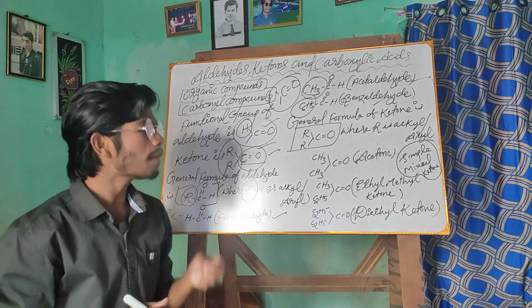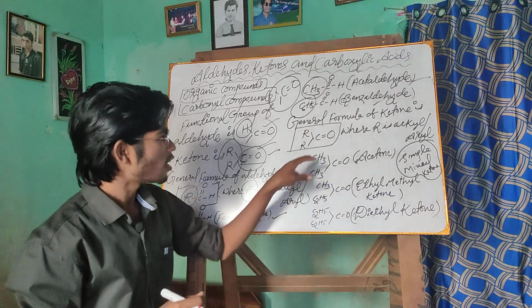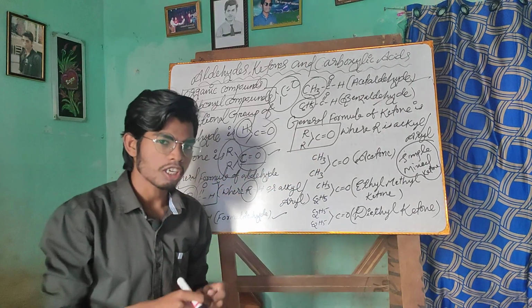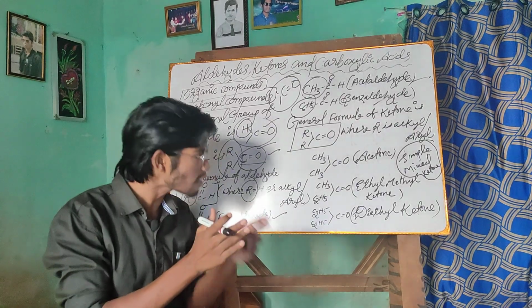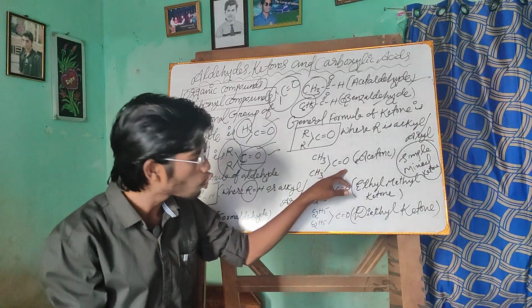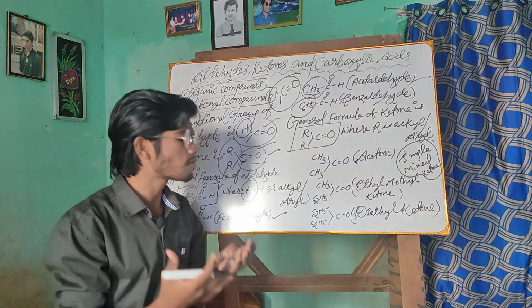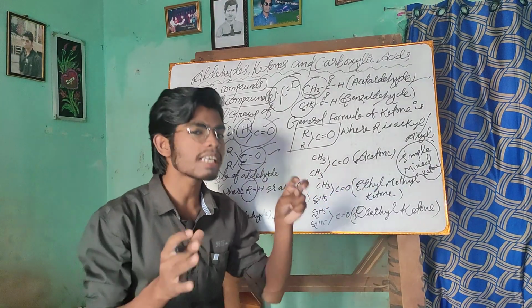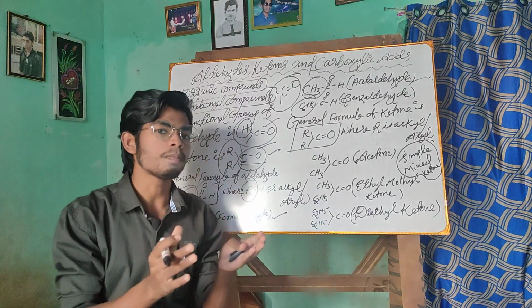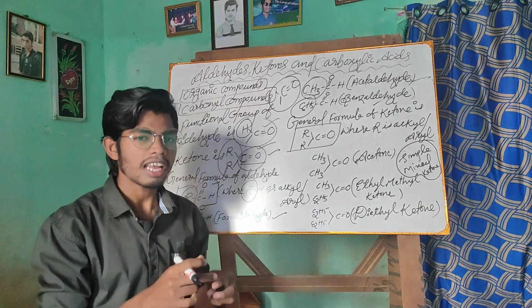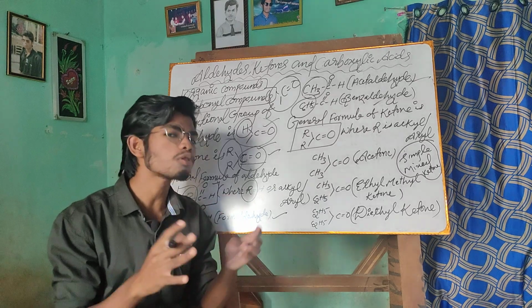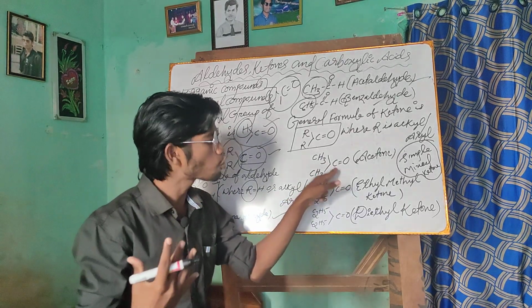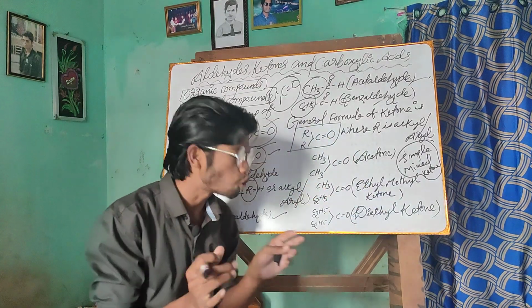So what do you mean by the simple ketone? If the two alkyl groups are the same, so if the same alkyl groups are attached to the carbon atom of the carbonyl group, or if the same aryl groups are attached to the carbon atom of this carbonyl group, then that is what is called the simple ketone. But if the alkyl groups differ from each other, if different alkyl groups or aryl groups are attached to the carbon atom of this carbonyl group, then that ketone is called the mixed ketone.